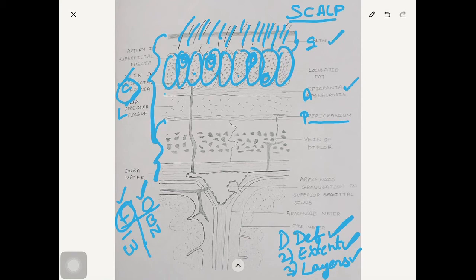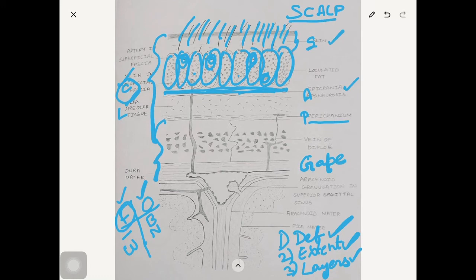Now we will see this epicranial aponeurosis. Epicranial aponeurosis is attaching the frontal bellies and occipital bellies. And when this aponeurosis is cut transversely, the wounds of the scalp gape. Otherwise, there is no gapping of the wound.